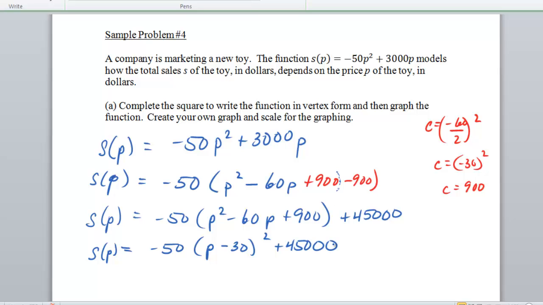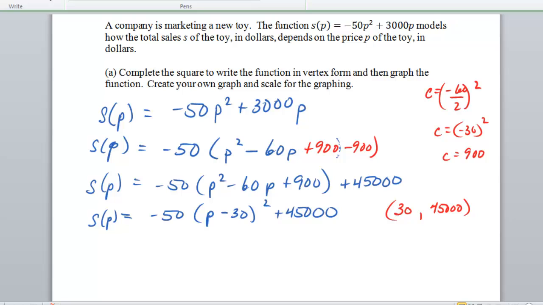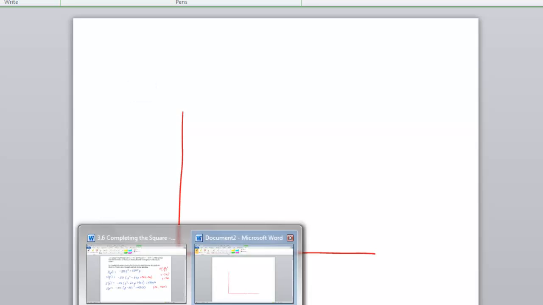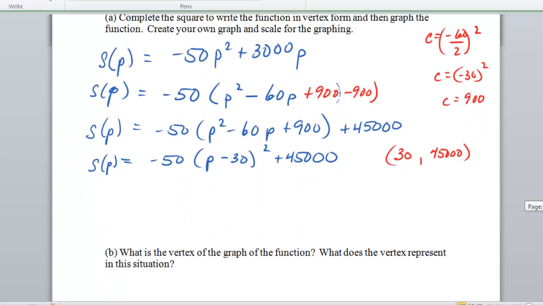And then we have the equation that we need. And so if we look at this very carefully, we have a vertex that is 30 and then 45,000. And it says to graph this. It says to draw your own scale for graphing. So what I'm going to do here is I'm going to use my understanding of what this graph should look like. Now if we look at this, I can see that I have a negative there, and so my graph probably looks something a little bit like that, with the vertex being up here at the top.